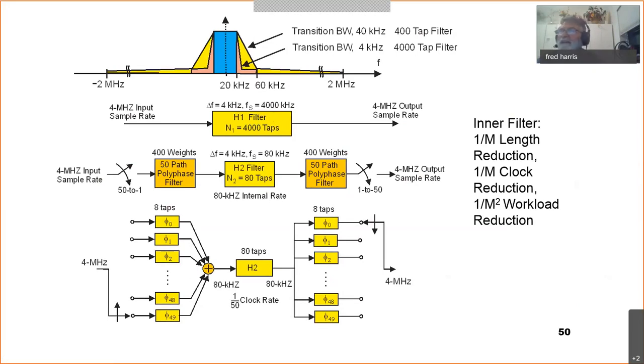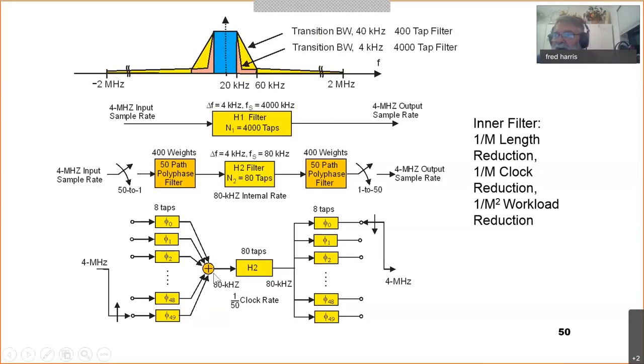What can you do then? What you do, you say, don't sweat. Use the first filter to lower the sample rate 50 to 1. Once you lower the filter sample rate 50 to 1, then you build the filter which will meet the specs. I'm going to design this narrow band filter with a little bitty transition bandwidth at the low sample rate. Now, these words will be prophetic. Remember what I just said, I'm about to say.